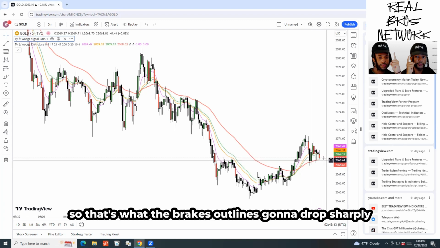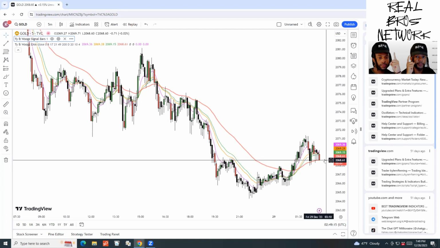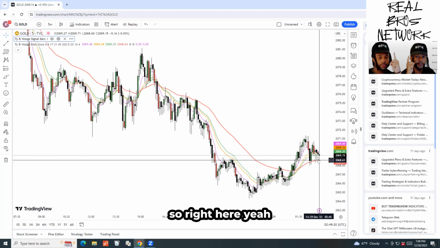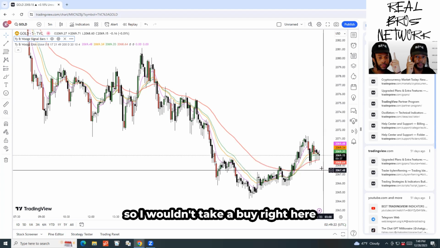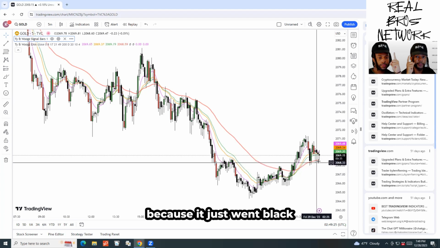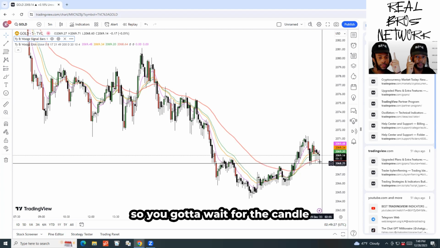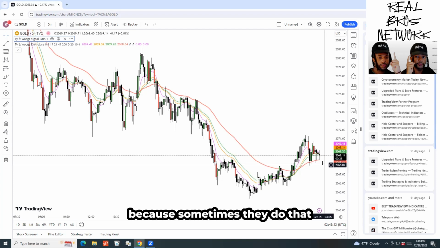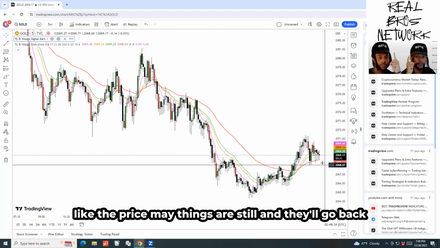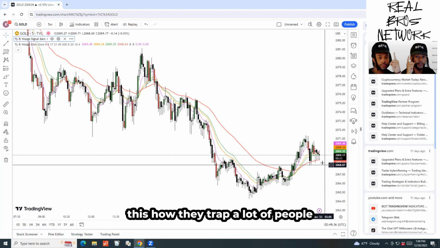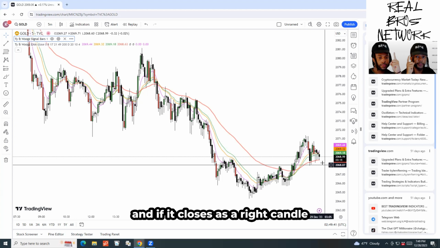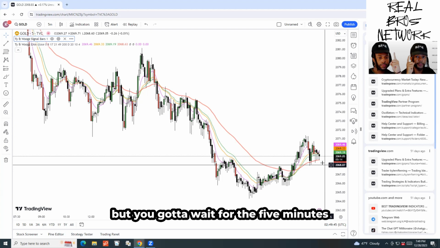As soon as it breaks that line, it's going to drop sharply. And it's looking like it's going to break out. So I wouldn't take a buy right here because now it just went black. The red went away. So you have to wait for the candle to completely close, because sometimes the price may seem like it's going one way and then it'll go back, and this tricks traders. This is how they trap a lot of people. That's why you wait for the candle to completely close, and if it closes as a red candle, then you have a good entry.